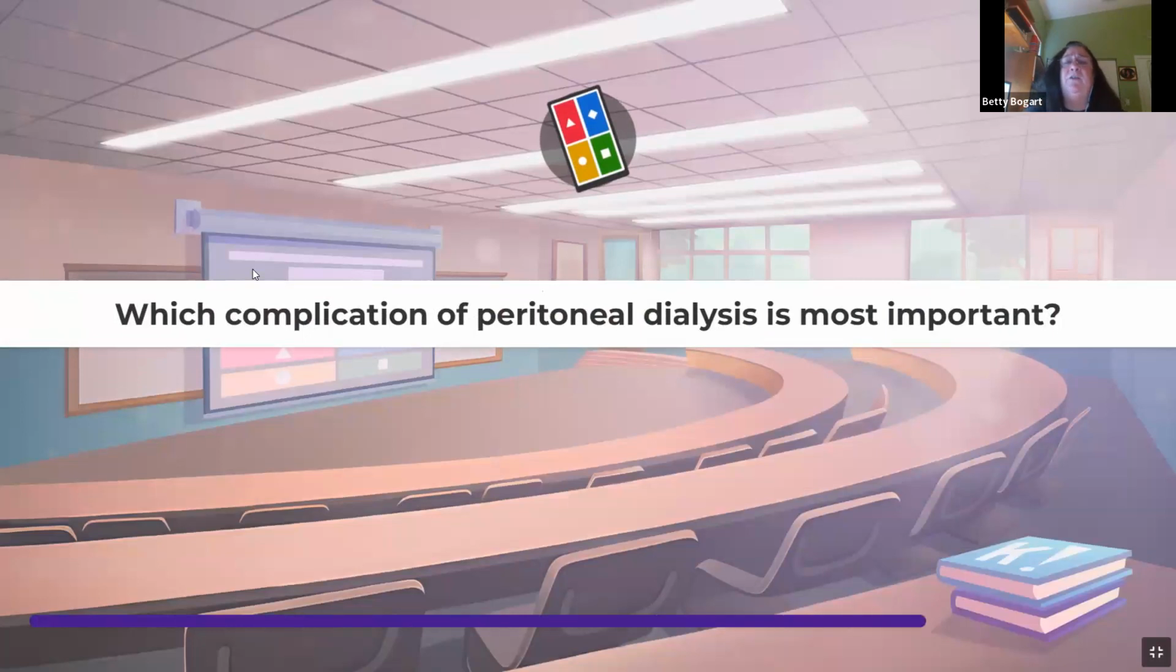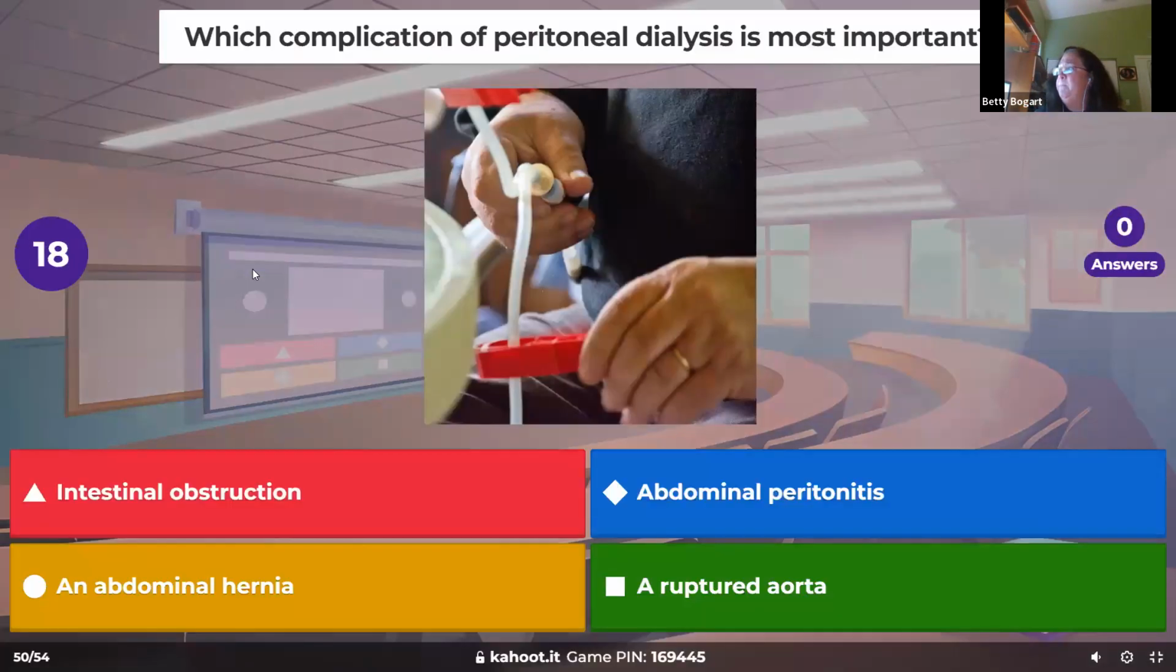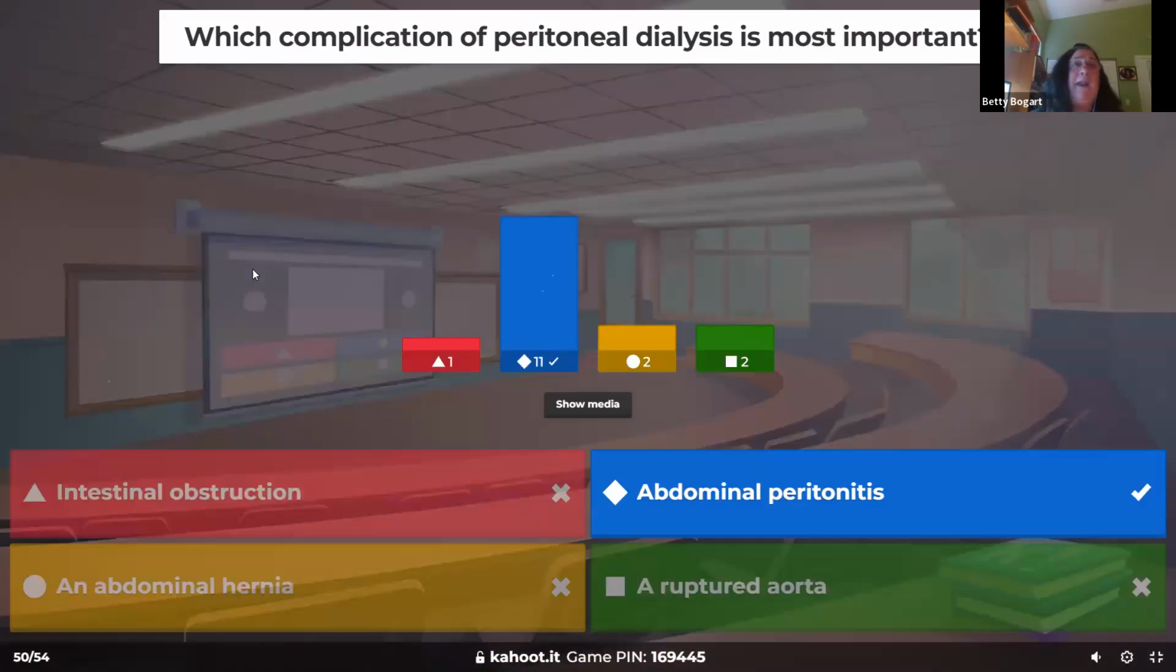What complication of peritoneal dialysis is most important? Remember, you have one abdomen. And if we are not using absolute strict sterile technique, that abdomen, that peritoneum can become infected. So the biggest priority to prevent is abdominal peritonitis.